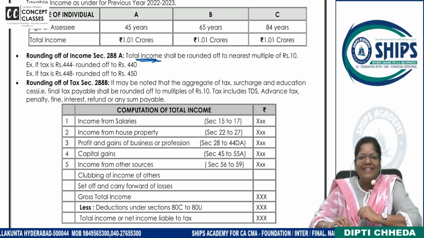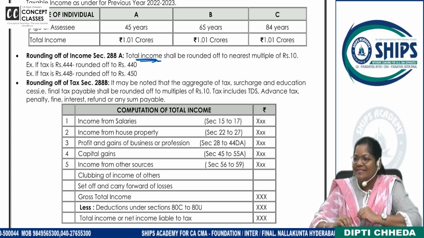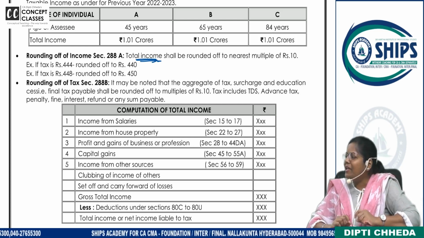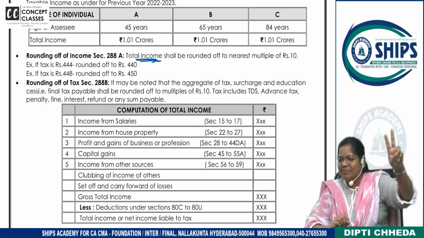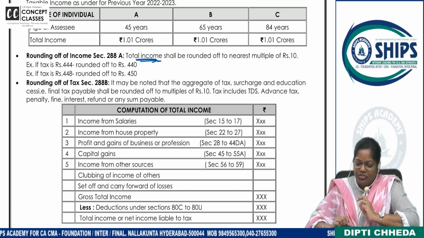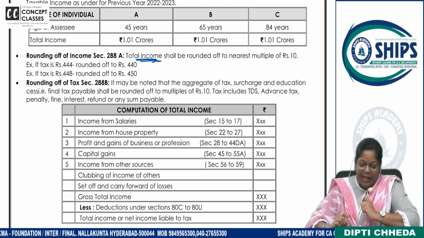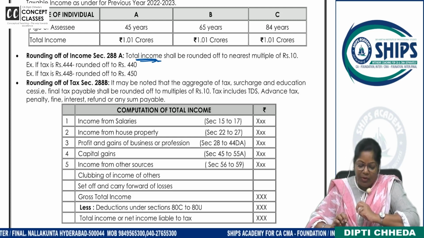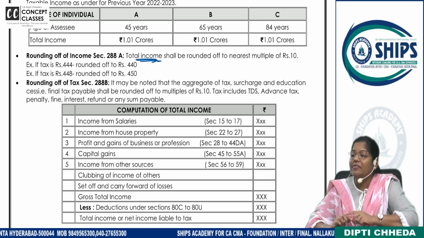Look at the screen. Rounding off of income, and can you please underline this word? Total income. Hello, fast. Why I am making you underline total income? So that you remember, not headwise income. Which income is rounded off? Total income. Should be rounded off in multiples of 10. Very good. And I have given example also. 444 will become how much? 440. 448 will become? अच्छा, फिर 445 क्या होगा?